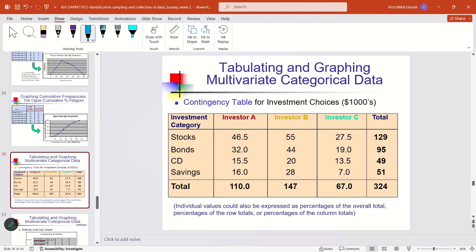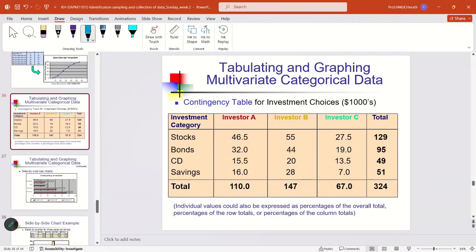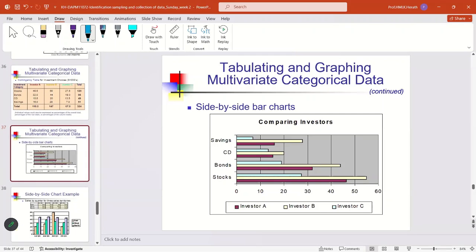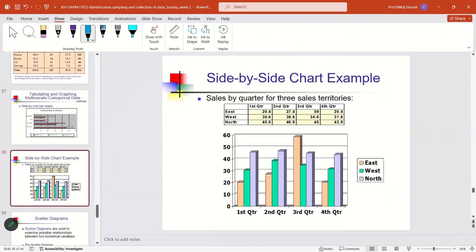So this kind of table is called a contingency table. So we can tabulate that in a bar chart like this, right? For different investors, we can draw a side-by-side bar chart.